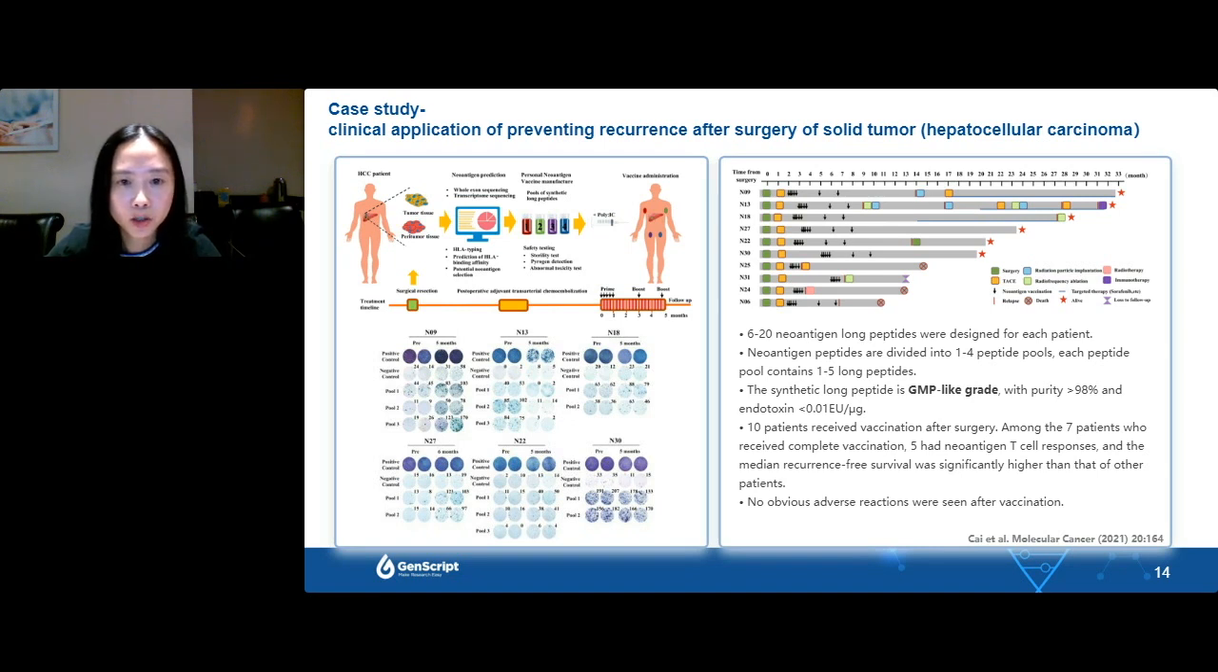And this customer purchased the GMP-like grade peptide, and the purity is more than 98%. And here's the endotoxin level. Finally, 10 patients received the vaccination after surgery. Among 7 patients who received the complete vaccination, 5 had the neoantigen T-cell response. And no obvious adverse reactions were seen after the vaccination. The final result is the median recurrence-free survival was significantly higher than that of the other patients.